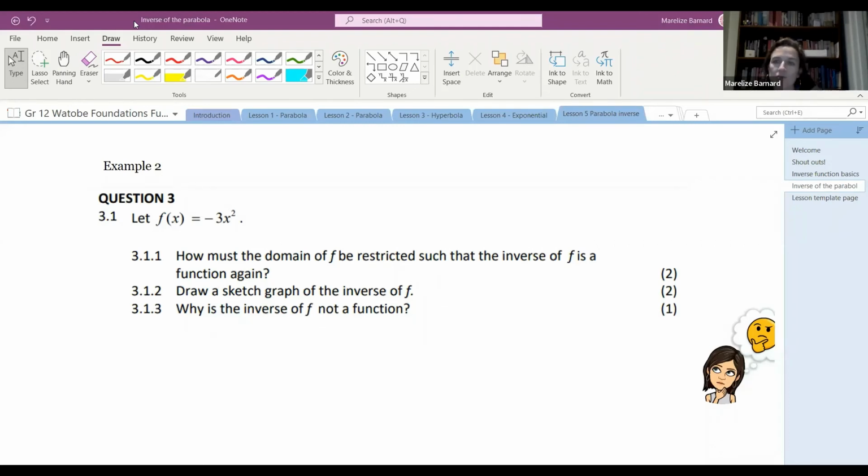Yes, Primrose, that's right. So just specify that when you do the vertical line test, it cuts the graph in 2 places. And then also the question does ask that you say how the domain must be restricted such that the inverse of f is a function again. Okay, so just make sure you put that down as well.